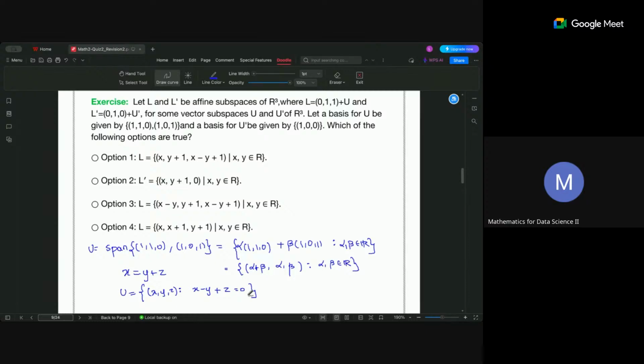Now how to find a corresponding L for this? How to find a corresponding L for this? Ma'am, x minus y minus z, no, ma'am. Oh, yeah. So ma'am, we need to add in place of z, 1, 0. We can put x minus.